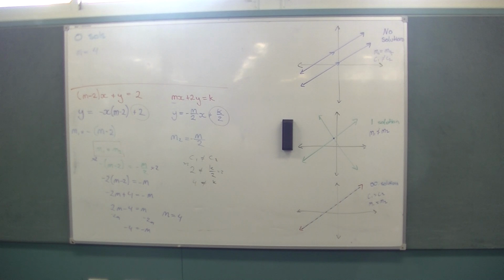C1 does not equal C2. Right? Because don't forget that the C value in the second one had to be divided by 2 before you could read it. Sorry, the k value.